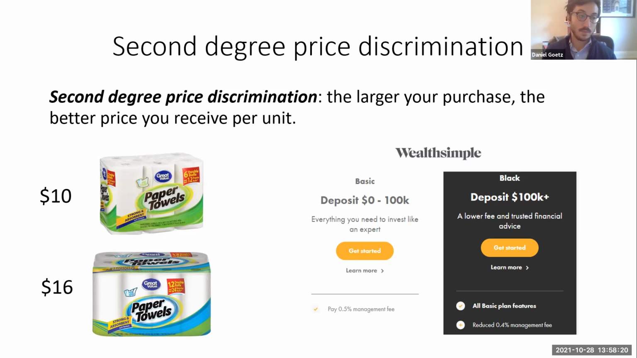So here we have a company, Wealthsimple, which allows you to invest with them. Here we have the managed account, so you give them money and they invest it for you. You don't invest it yourself. If you deposit less than $100,000, you have to pay 0.5% for them to manage your account. But if you deposit more than $100,000, you only have to pay 0.4%, right? So the more money you have with them, the cheaper it is to have them invest your money.